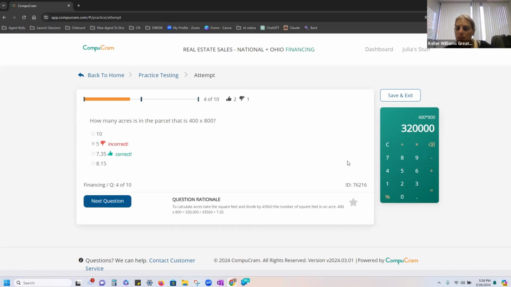So it is B. What we want to do is multiply 400 by 800, and you get 320,000. Then you divide the 320,000 by 43,560, because that's how many square feet are in an acre, and you get 7.346189. You round up, so it would be 7.35. So that is the formula for calculating this.